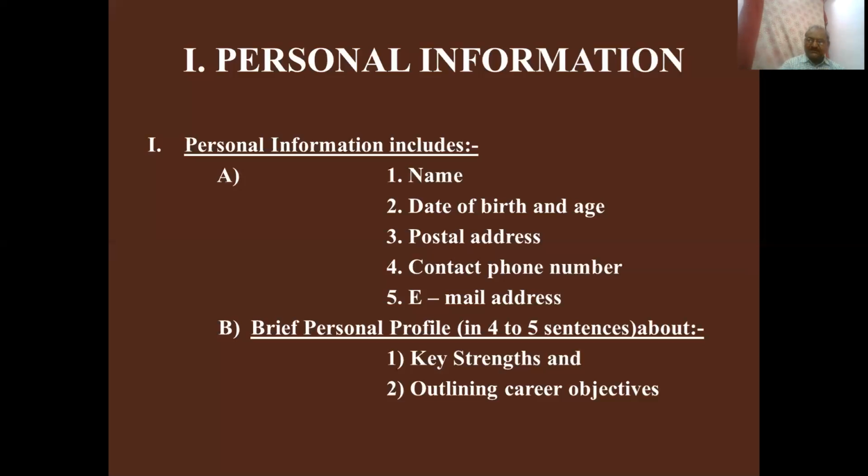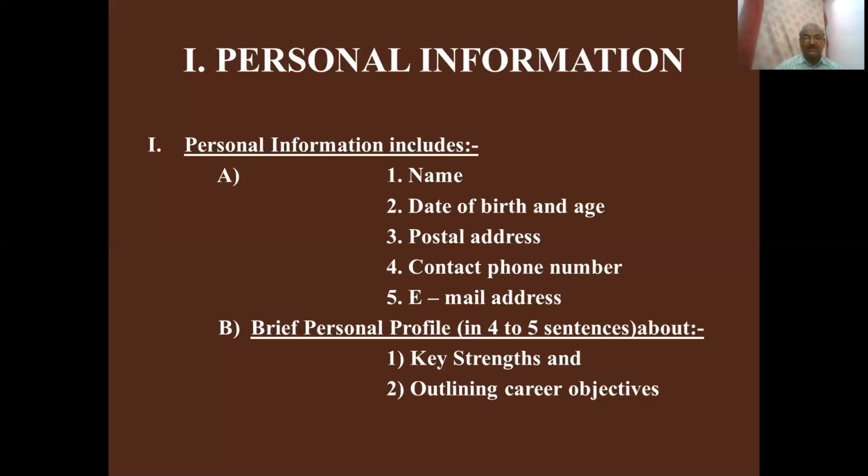As far as the personal information is concerned, there also you mention 5 items. Here also you mention 5 items. Apart from these 5 items, you are going to include some more information. In addition, you are going to present a brief personal profile in 4 to 5 sentences about your key strengths, outlining career objectives, in personal information in functional CV. This is extra information when comparing to chronological CV.